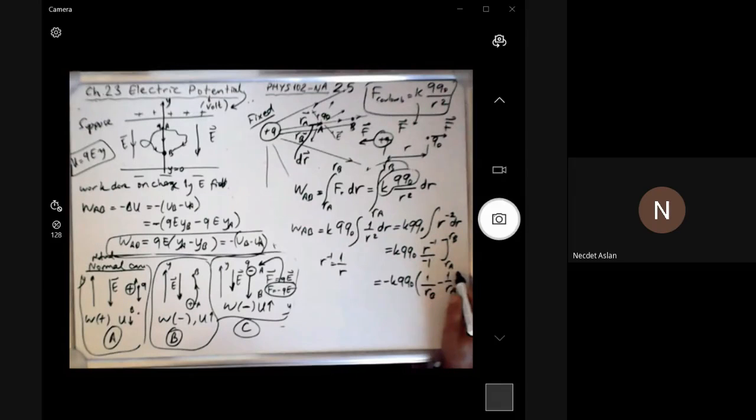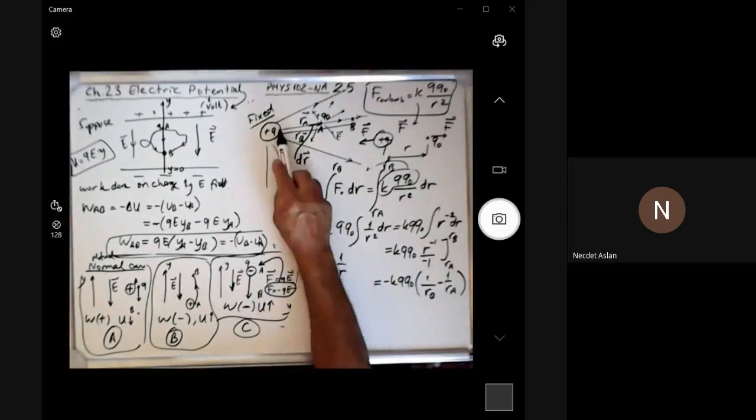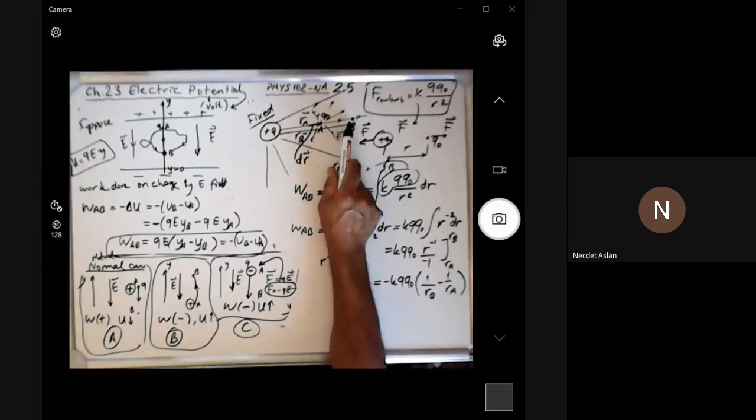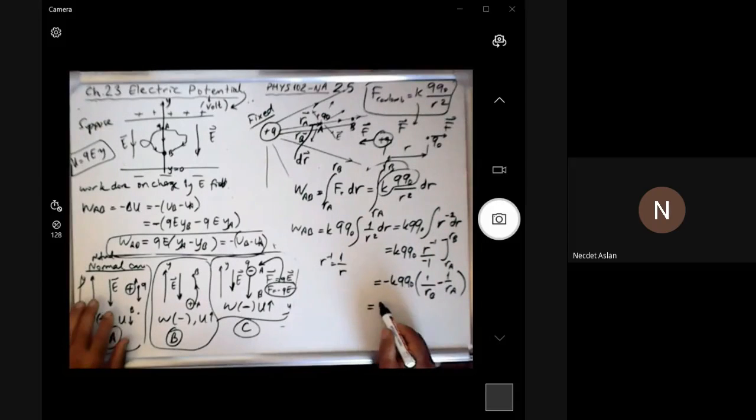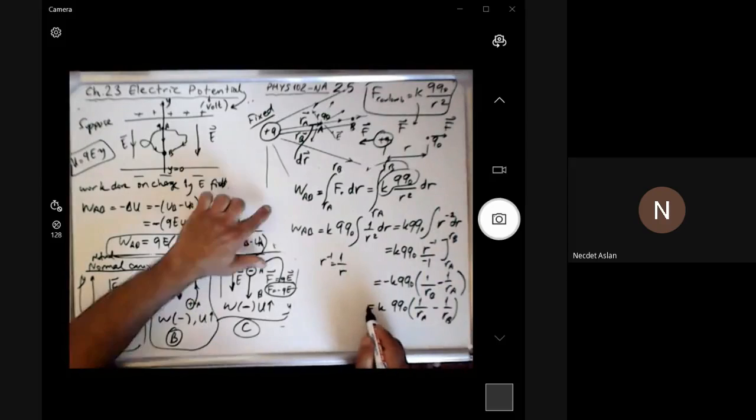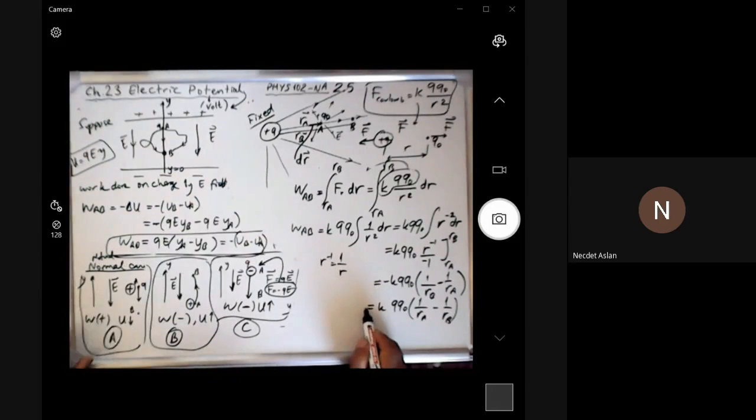Now look what's happening. Which one is greater, Ra or Rb? Rb is greater, but 1 over Rb is smaller than 1 over Ra. So this expression is negative. But if you put this minus sign here, then it can be written as K Q Q0 times (1 over Ra minus 1 over Rb). So this, don't forget, was del WAB, but it is also equal to minus delta U, because WAB is equal to minus delta U. So it means this is also UA minus UB.